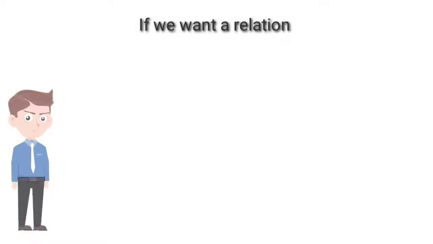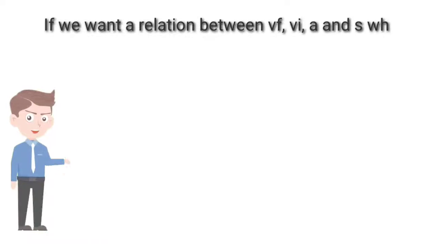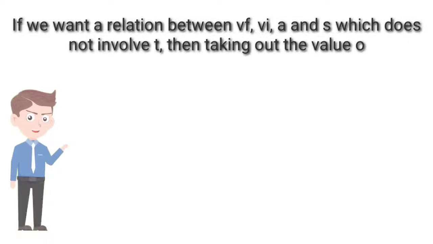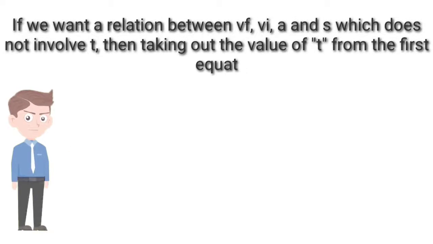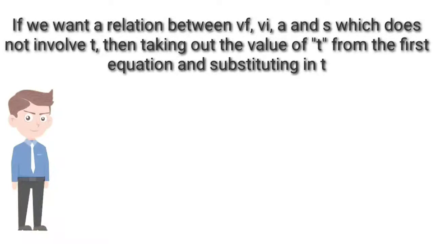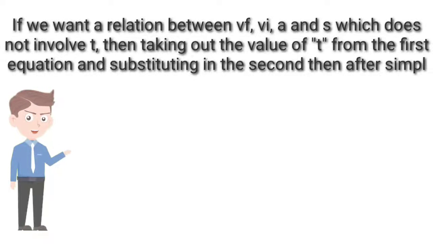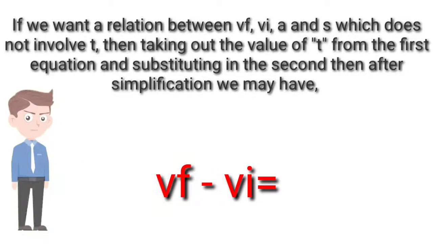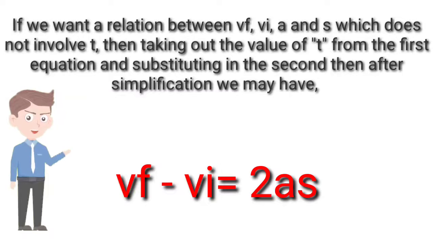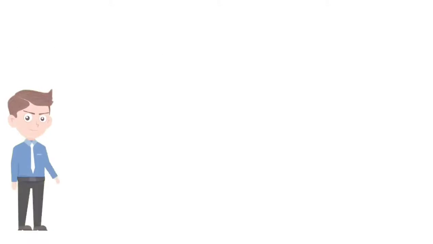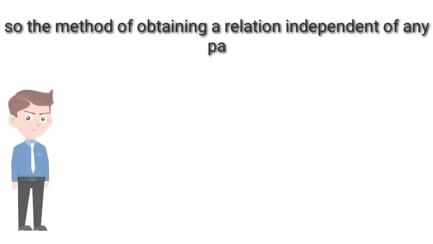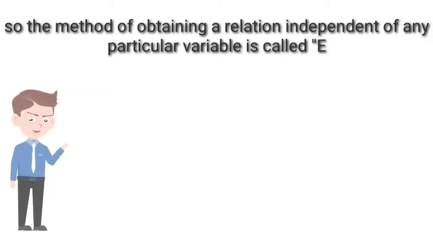If we want a relation between Vf, Vi, A and S which does not involve t, then taking out the value of t from the first equation and substituting in the second, after simplification we may have Vf squared minus Vi squared equal to 2As. So the method of obtaining a relation independent of any particular variable is called elimination.